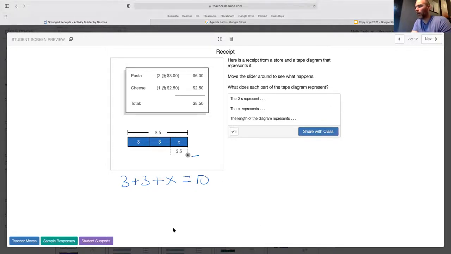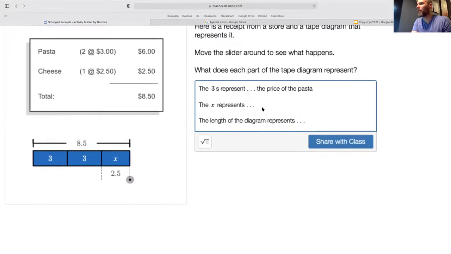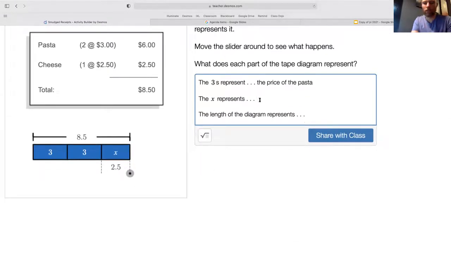All right, so in this case, the threes represent the price of the pasta. I think that one's pretty clear. I think you're probably able to figure that one out. But then the X, well, that's gonna represent the price of the cheese. And then the total length of the diagram represents the total price on the receipt, would be a way to say it.